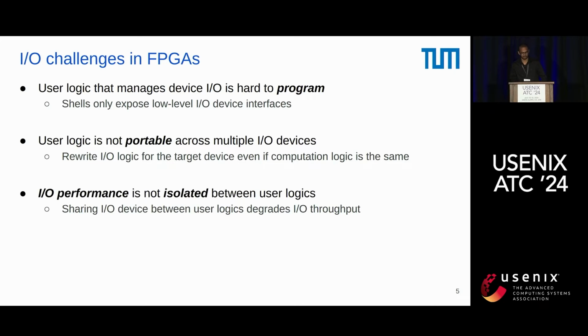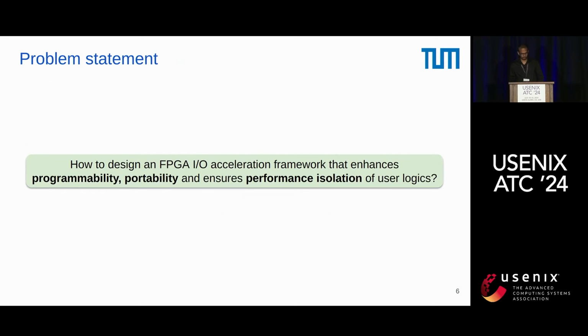And additionally, existing shells do not isolate I/O performance, in the sense that they do not provide any performance isolation when more than one user logic tries to access the same I/O device. This could lead to a degradation in the I/O throughput, and this could be bad for a performance-critical application. So the problem we are trying to solve in this work is how can one design an FPGA-based I/O acceleration framework that enhances programmability, portability, and ensures performance isolation of user logics on the FPGA.